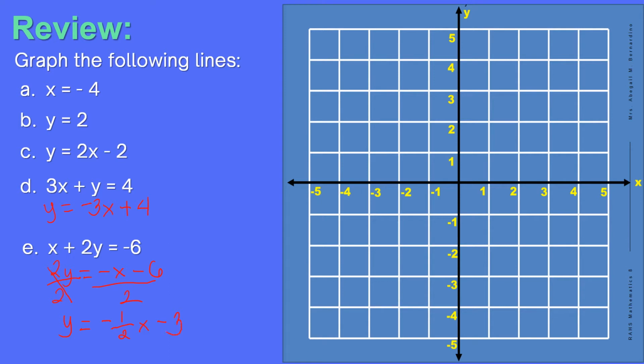So, here it is. Now, we have the y-intercept negative 3. Then, we're going downwards 1 and 2 to the right. So, we have this point. Then, connect the points.